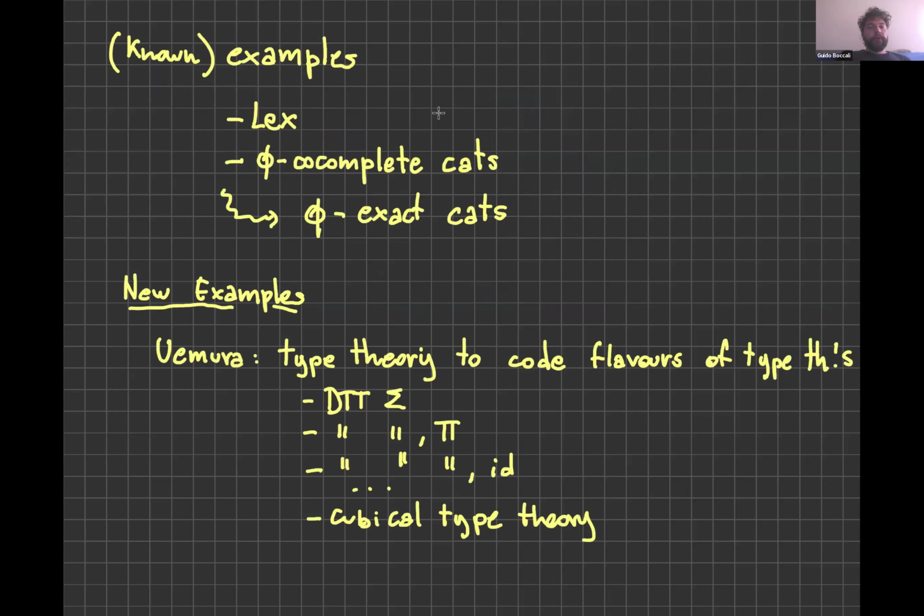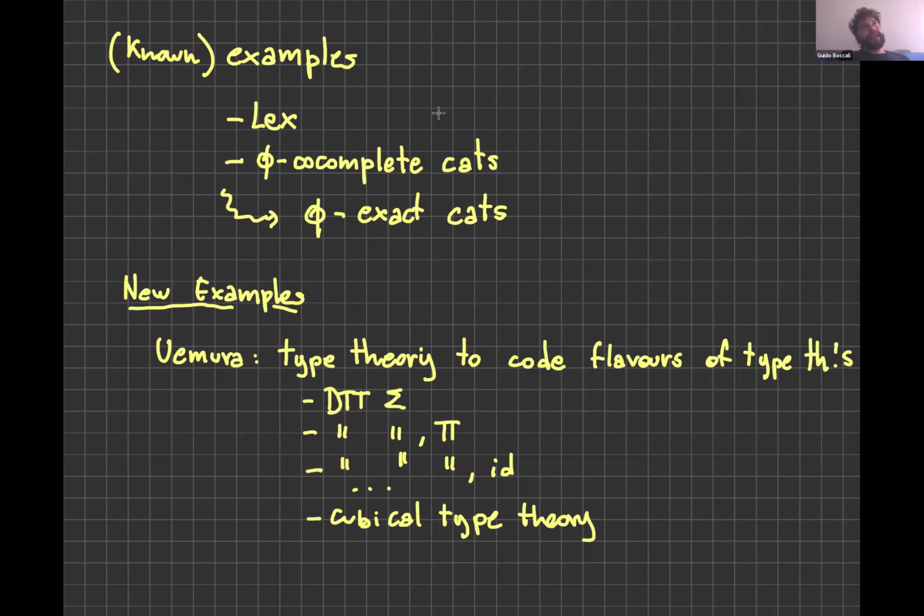We can capture known examples. Of course, we can sketch lex categories. We can sketch, for a specified class phi of shapes, phi-complete categories. And then, given two sketches, it's pretty easy to sketch a tensor product of those, though we do not prove that they constitute a trimonoidal structure on the tri-category of sketches, because that would be a pain of coherences.